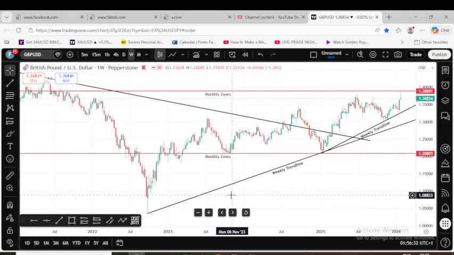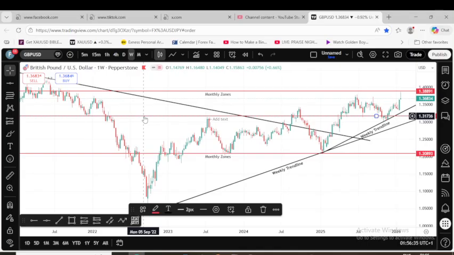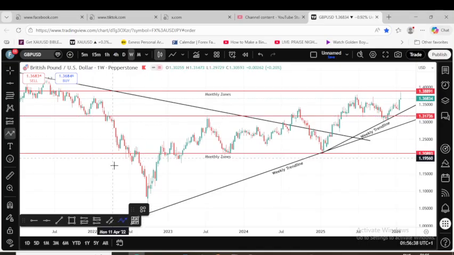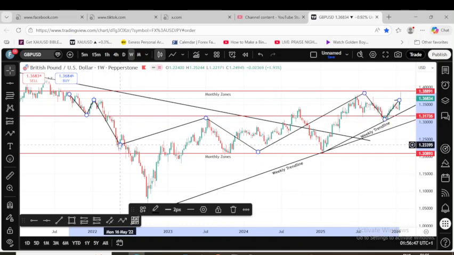Okay, so next we'll identify our zones on the weekly time frame. You can see that price did this, making this a valid zone.